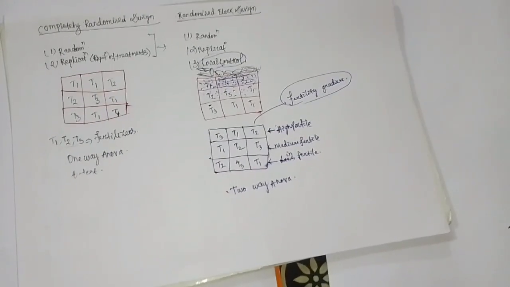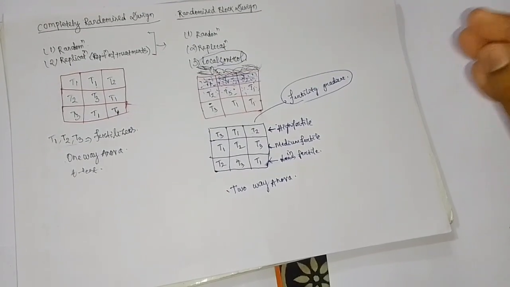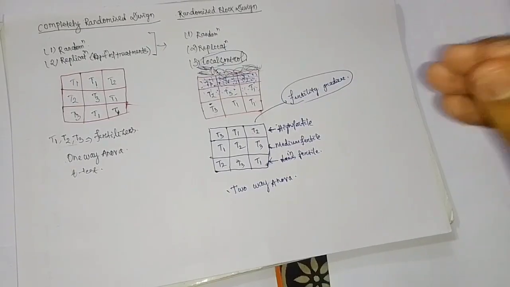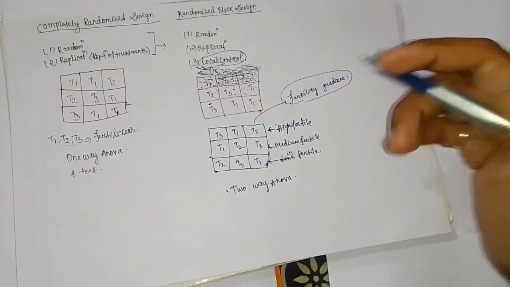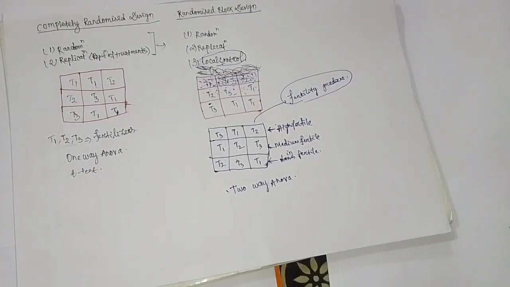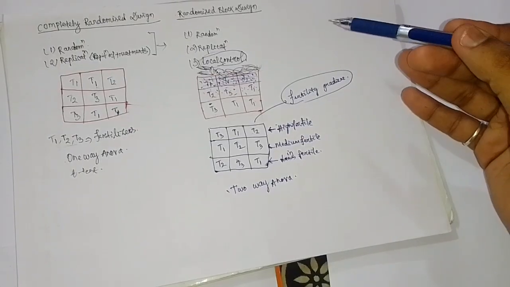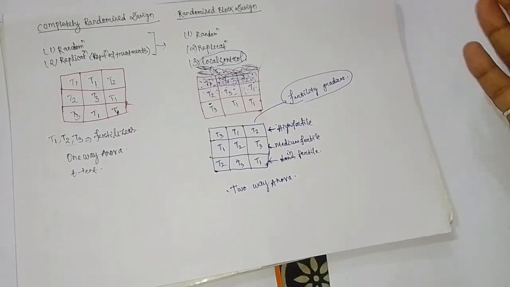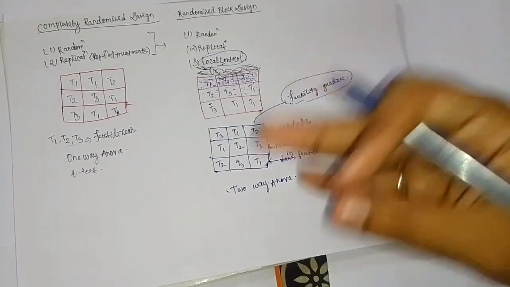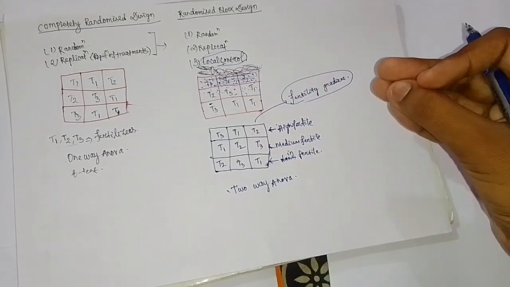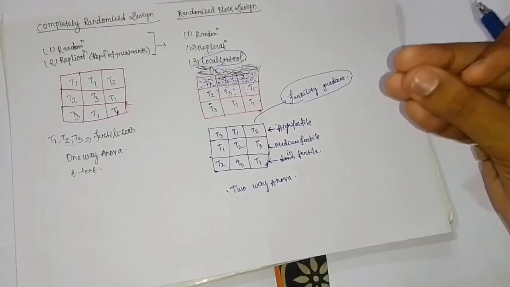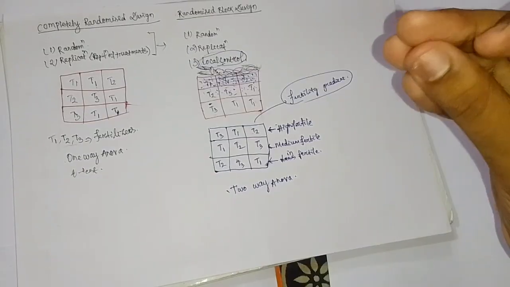The basic idea is when the experimental area is homogeneous, we use completely randomized design. When it is not homogeneous, that is heterogeneous, that is we have a fertility gradient in one direction, we use randomized block design. Not only in field experimentation, in any field we can use this concept to differentiate between completely randomized design and randomized block design. So in the next video we are going to discuss the efficiency of randomized block design in comparison with completely randomized design. Thank you.